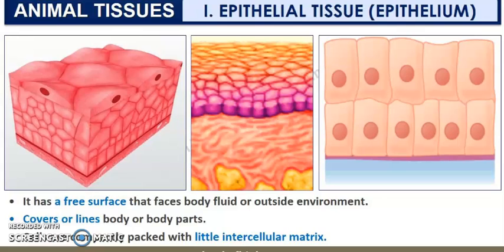This tissue has a free surface. This epithelial tissue has two surfaces, you can see here, an upper and a lower part. In that, one surface will be free, and this free surface will face either a body fluid or the outside environment.